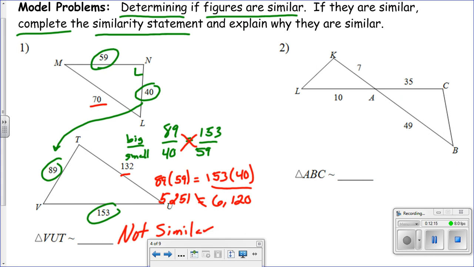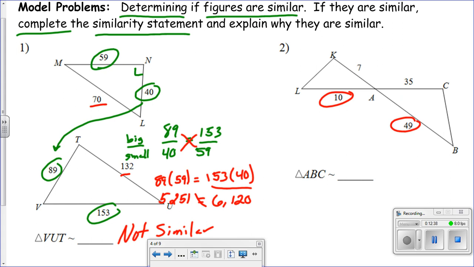Okay, let's take a look at number 2. Let's see. They don't really look like they're similar, but I'm not so sure. So let's take a look. Let's pick any two sides that look like they correspond, and here's the good thing. They only gave us two sides. They didn't even give us a third. So it looks like these two would go together.